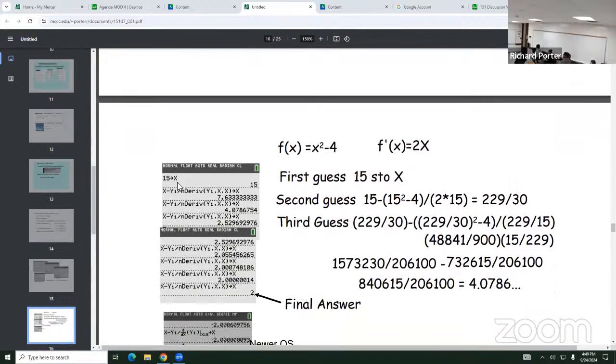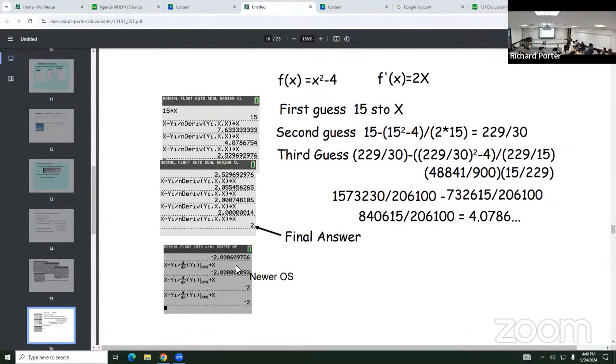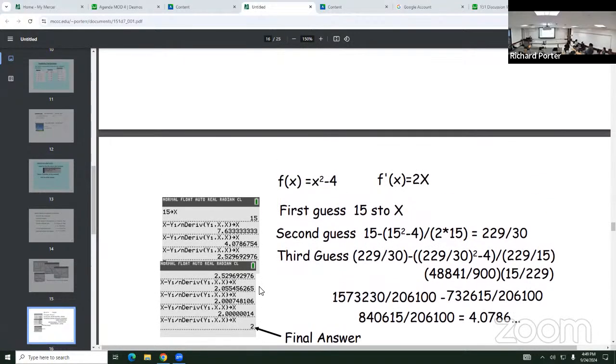So here it is on the calculator. You type in all of this, and this is what the calculator was doing. You start with a guess. Here the guess is 1.5. Then you plug it into this equation, and eventually it comes down to 2. And when it stops changing, you have your answer. Okay?